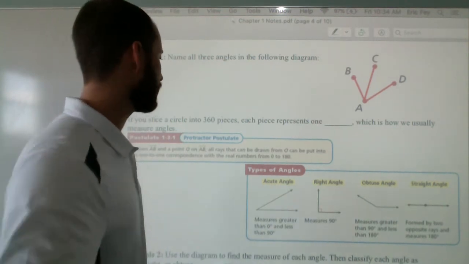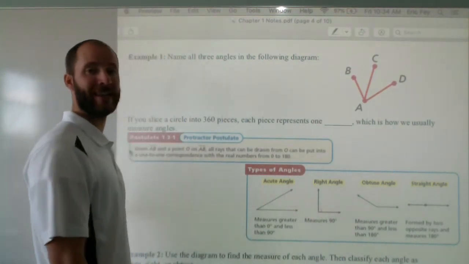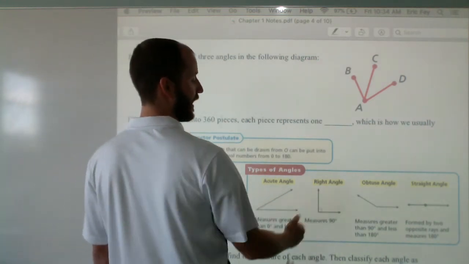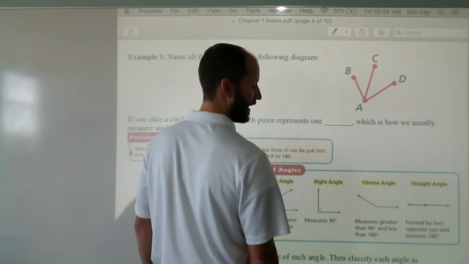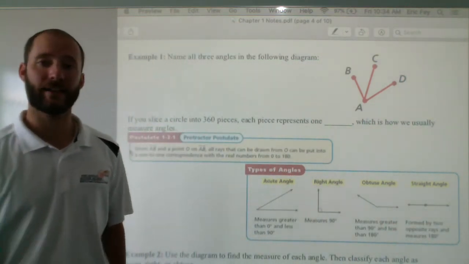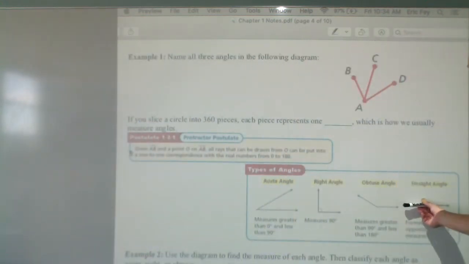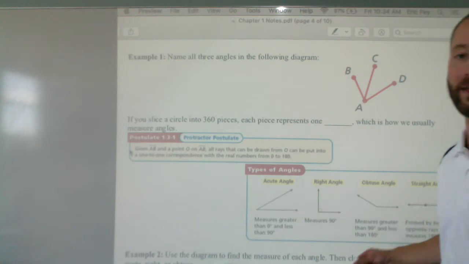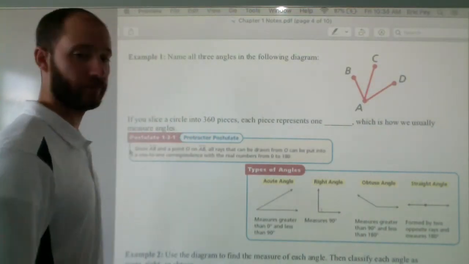And there are different types of angles. There's an acute angle, which measures between 0 and 90 degrees. There's a right angle, exactly 90. Obtuse, between 90 and 180. And a straight angle, otherwise known as a line, is exactly 180 degrees. Now you can make these greater. You can have an angle greater than 180 degrees. We call that a reflex angle.